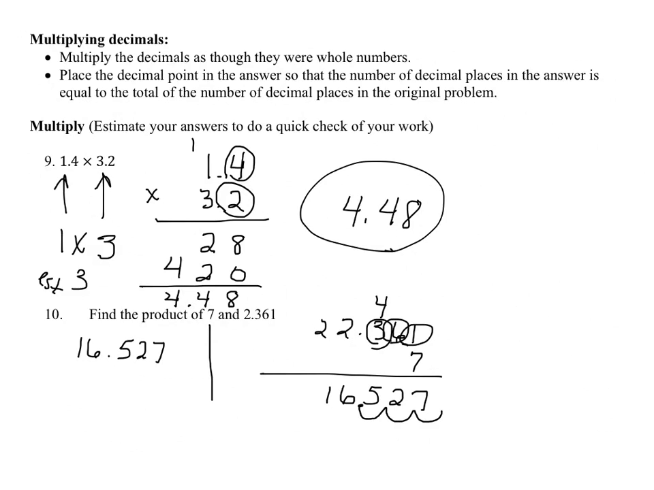Okay? So let's estimate our answer and see if we're close. Well, the 7 is just 7. And 2.361 is closer to 2 than it is to 3, so my estimate is 14. So my estimate is close to my actual, so I know my actual is good.